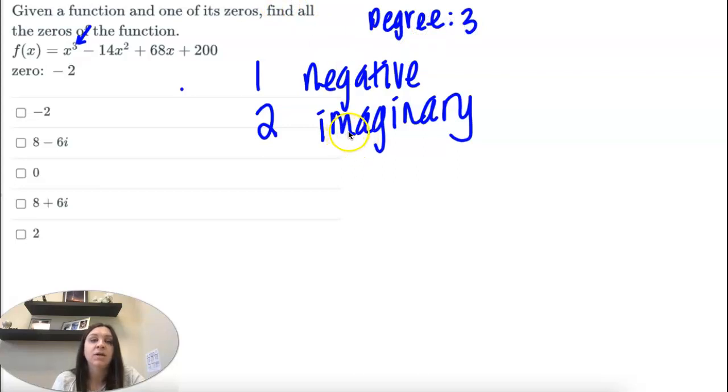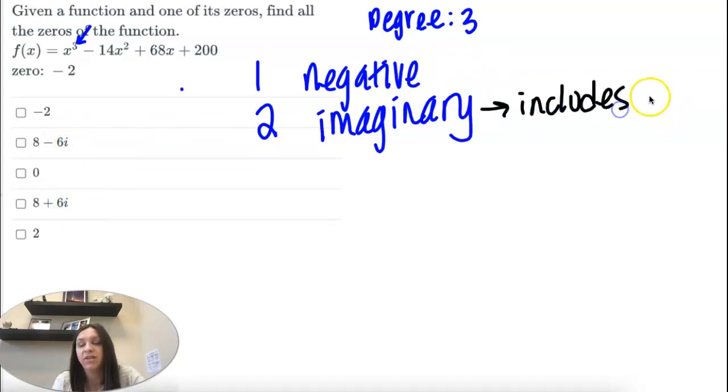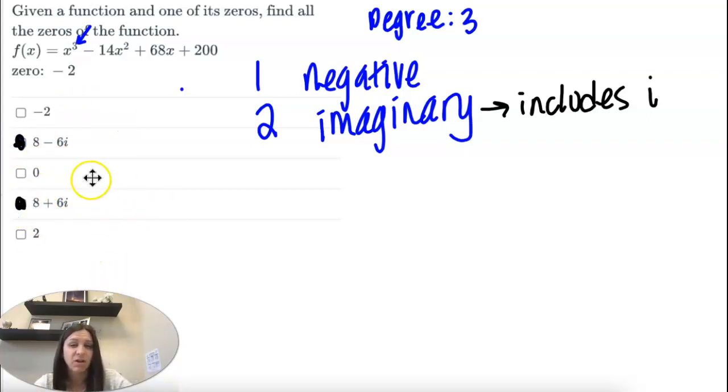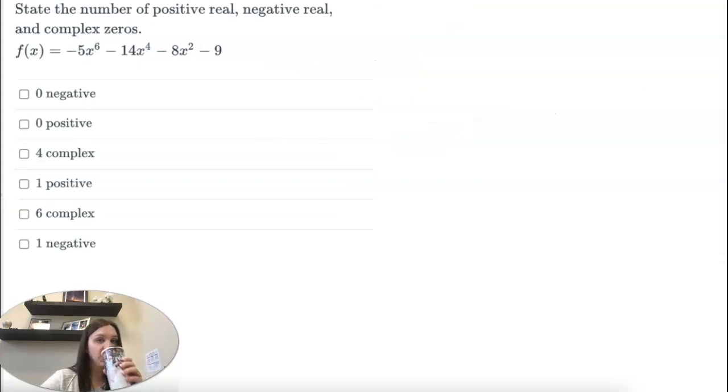Okay, so whenever we have an imaginary 0, it has an i in it. And there's always 2 of them that are called conjugates. So 8 minus 6i and 8 plus 6i. So my other 2 are the imaginary ones. And I'm not going to make you solve for those, I just want you to know what they look like so you can pick those. Okay, so let's do another.